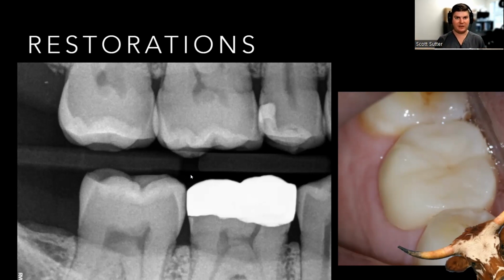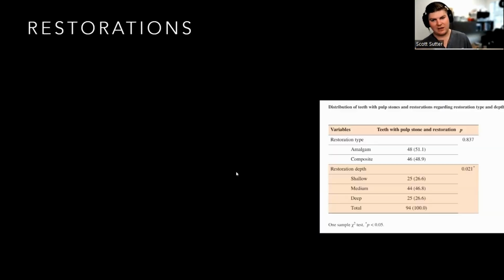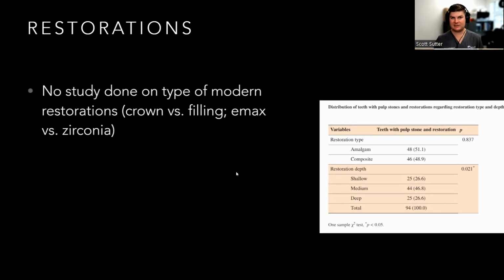Look at that bite wing and notice how, if you look at the occlusal plane here, look at how much lower that cusp is than the other teeth right there. And that's where the issue comes in. So as far as restorations and the literature, there hasn't been any study done recently on modern restorations.